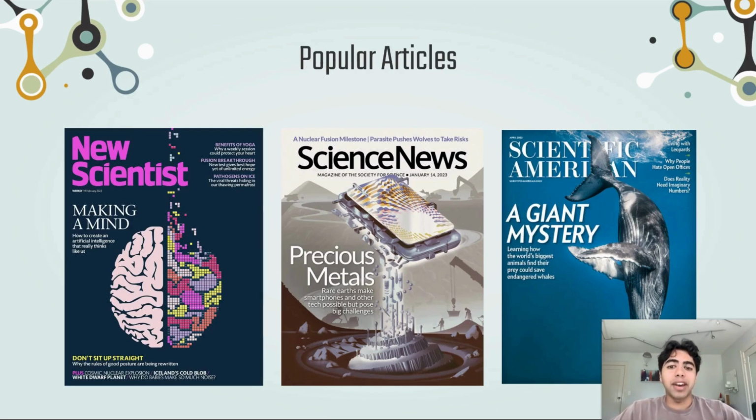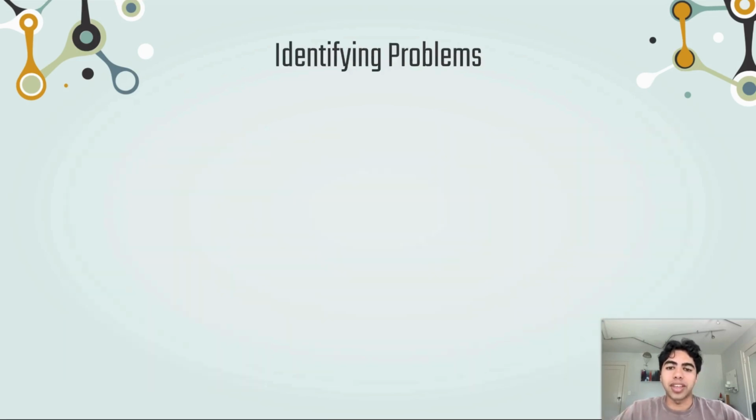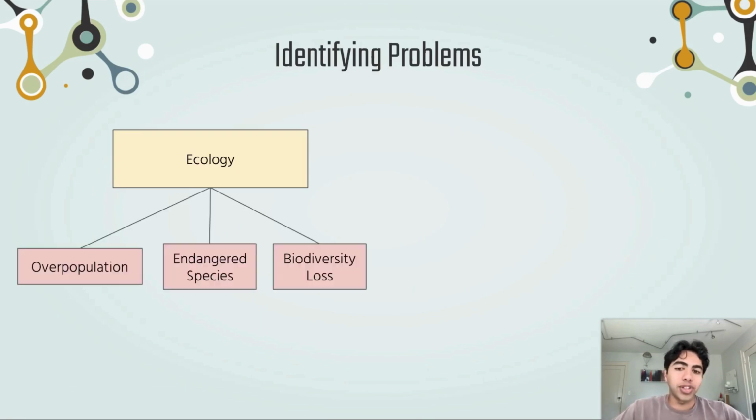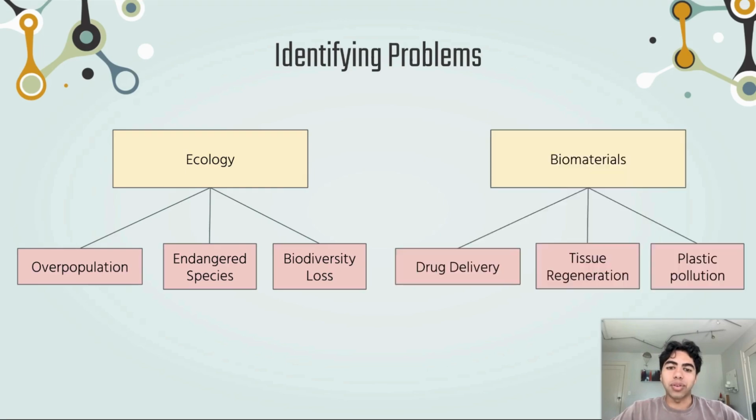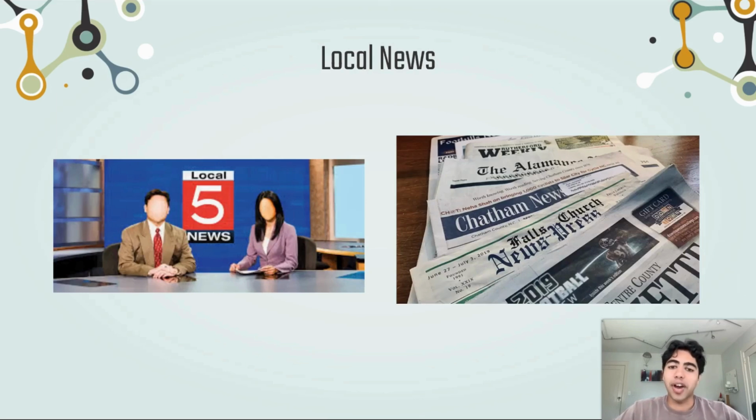For each of your subcategories, try to identify at least 2 to 3 problems. For example, if you're looking into this subcategory of ecology, you can break it into overpopulation, endangered species, and biodiversity loss. I'd also recommend for this step to take a look at your local newspapers or TV channels, since these will often report problems facing your own community today.